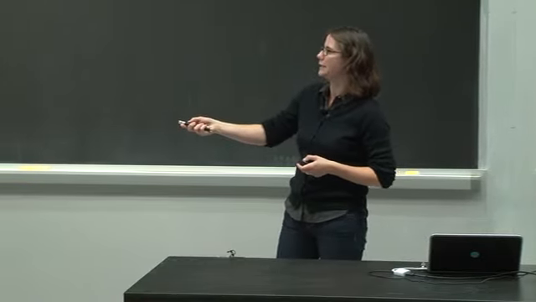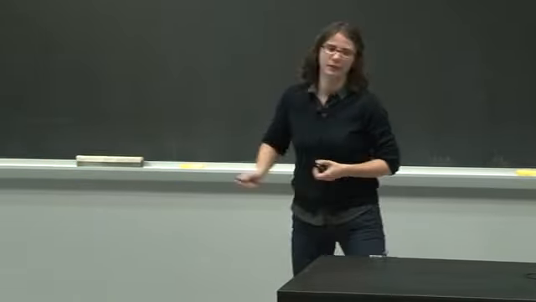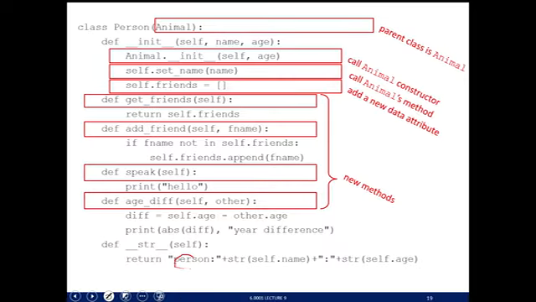And down here I have an str method which I've overridden from the animal, which instead of animal : name, is going to say person : name : age.